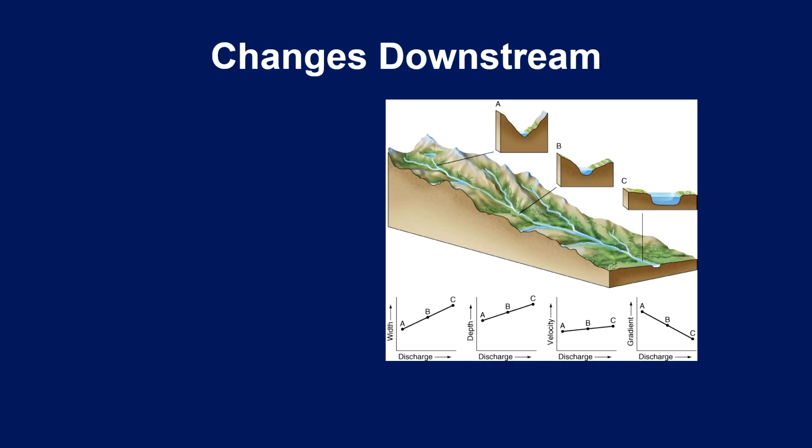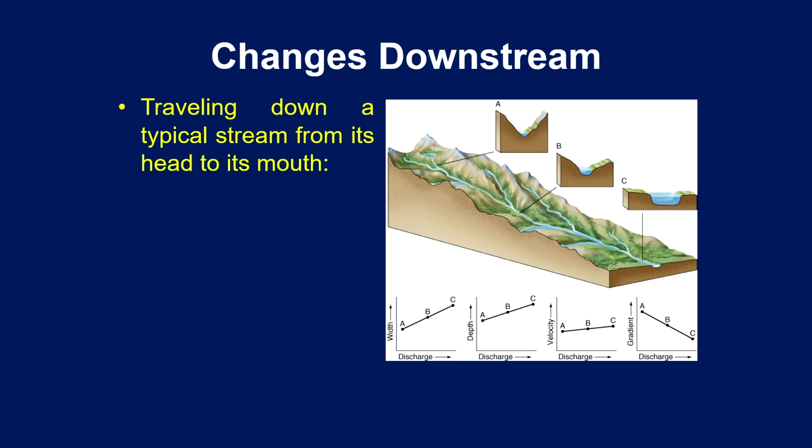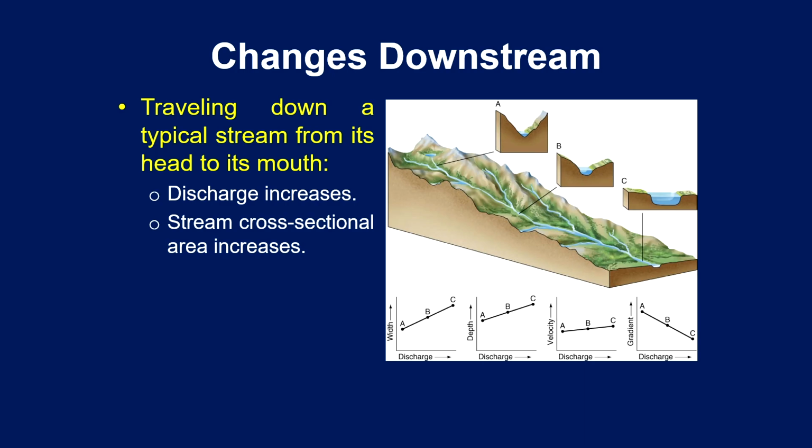So changes downstream, if we look at, traveling down a typical stream from its head to mouth. Okay. So discharge increases, stream cross-sectional area increases, velocity increases, gradient decreases. Okay.